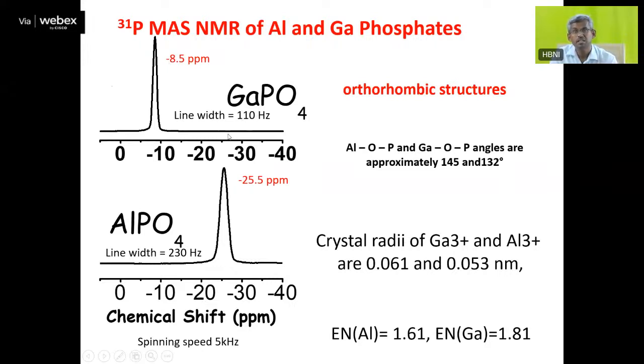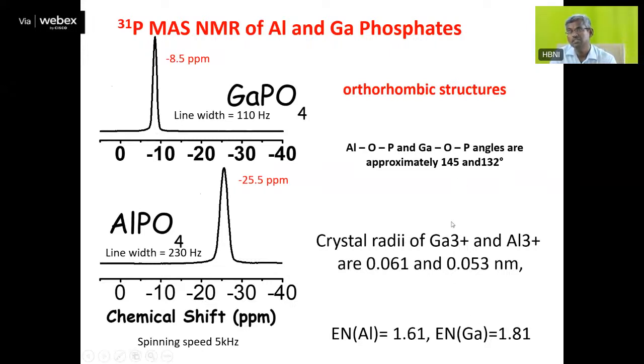Whereas in a similar structure where only the next near neighbors are different, we see a significant change, almost -25.5 ppm. Almost 17 ppm difference is there between aluminium phosphate and gallium phosphate. Why is this difference coming? If you see the ionic radii, they are more or less comparable, not much different. One is 0.061 angstrom, another is 0.053 angstrom. There is not much difference.